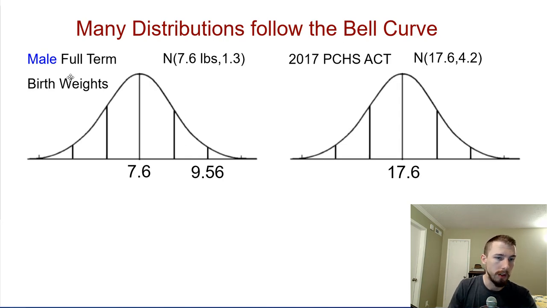Here's another example: male full-term birth weights. Full-term birth weights for males are about 7.6 pounds.